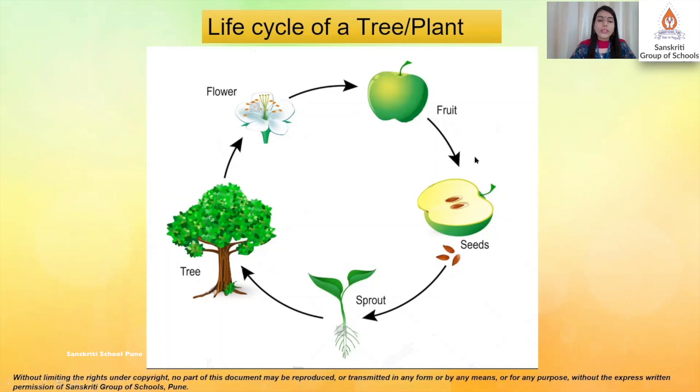And we all know that trees and plants are very important for the environment because they give us oxygen, they help our environment to be clean, and they give us fresh air.